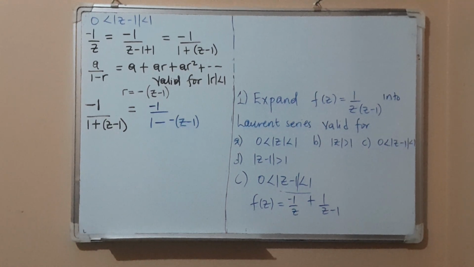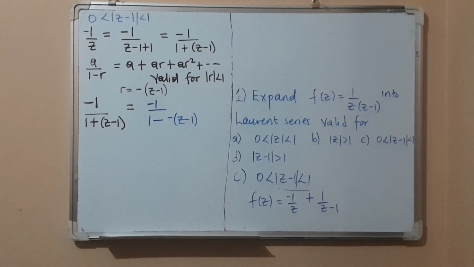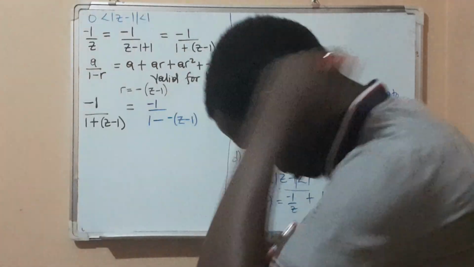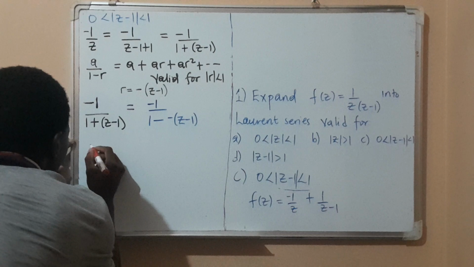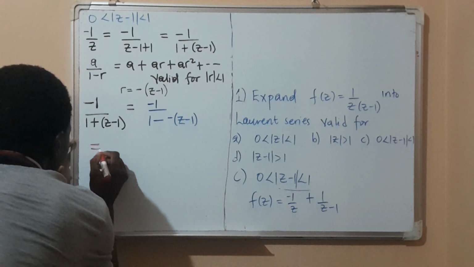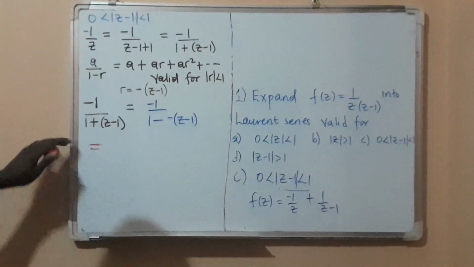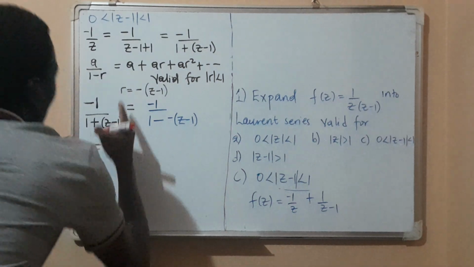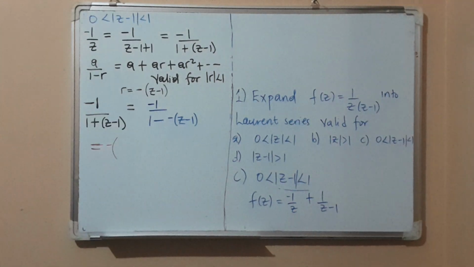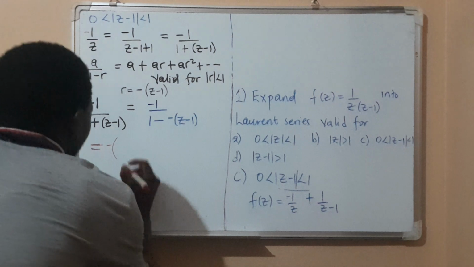We are going to continue with this problem. I was still telling you that the common ratio is this. So substitute back. This is going to be equal to negative, with the negative outside. The first term is now 1.